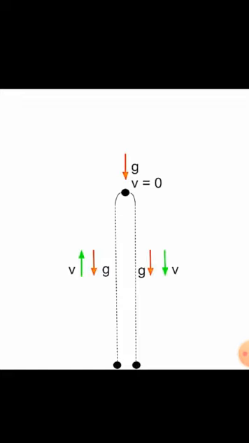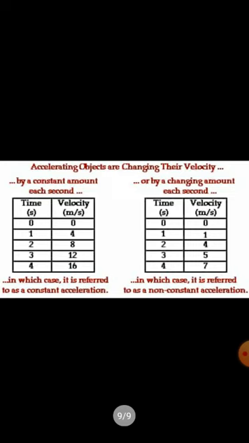Again, when it is falling down from the maximum height under the force of gravity, the velocity starts increasing at a uniform rate of 9.8 meter per second. And now it has positive acceleration. Now, we have seen that acceleration can be uniform. When the change in the velocity is at a uniform rate, the change in the velocity is by an equal amount, then we say the body has uniform acceleration.